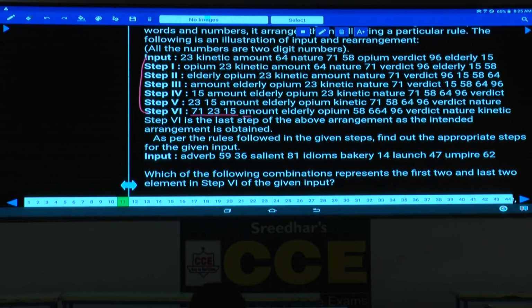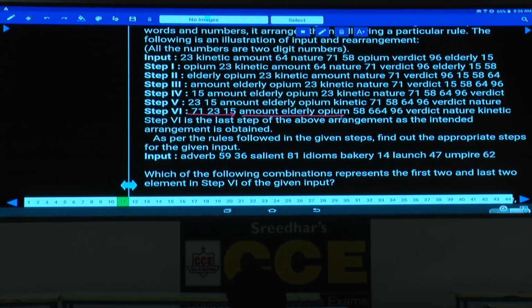Followed by 3 words. 3 numbers, 3 words. And these 3 words are amount, elderly, and opium. And these 3 are what? These 3 are words that start with vowels. First, odd numbers in the descending order, followed by the words which start with the vowels, arranged in the ascending order. Then, again, next one is what? Numbers. First 3 numbers, next 3 words, again 3 numbers. Now in these 3 numbers, what are the numbers here?